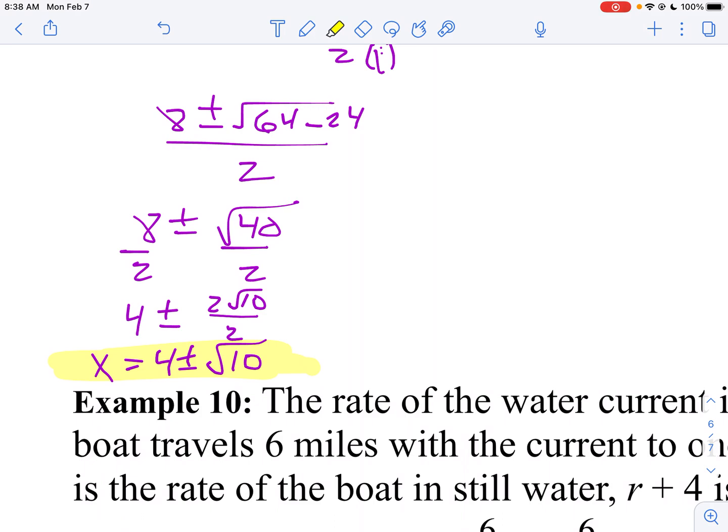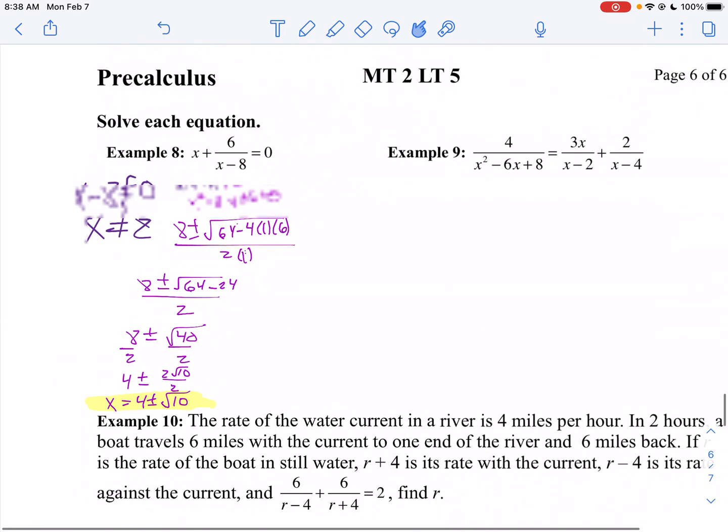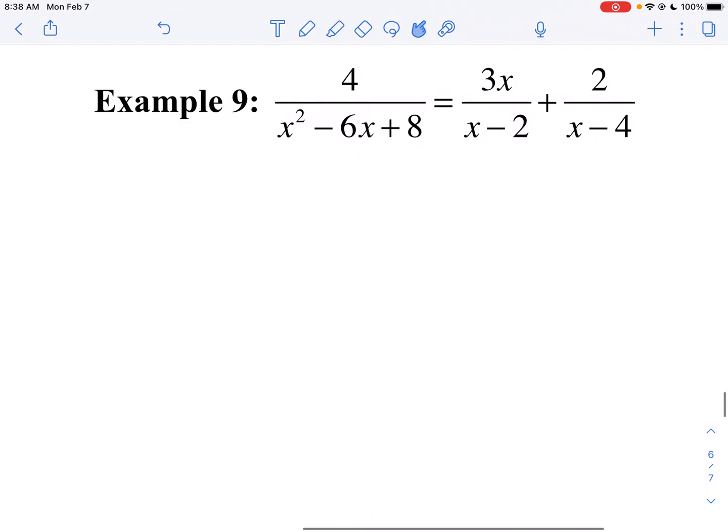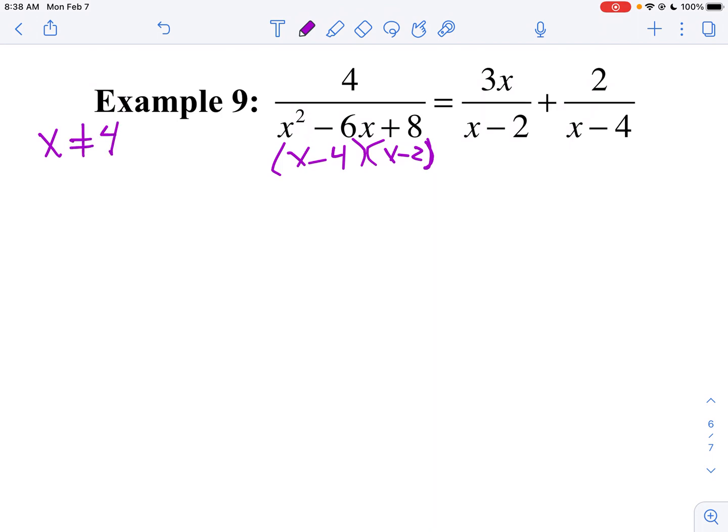Okay, let's take a look at our next problem. We kind of do the same thing. First off, I notice x squared minus 6x plus 8. This one does factor to x minus 4 and x minus 2. So that tells me when I limit my domain, x cannot equal 4, x cannot equal 2. So what I do is I'm going to multiply every single term by x minus 4 and x minus 2.